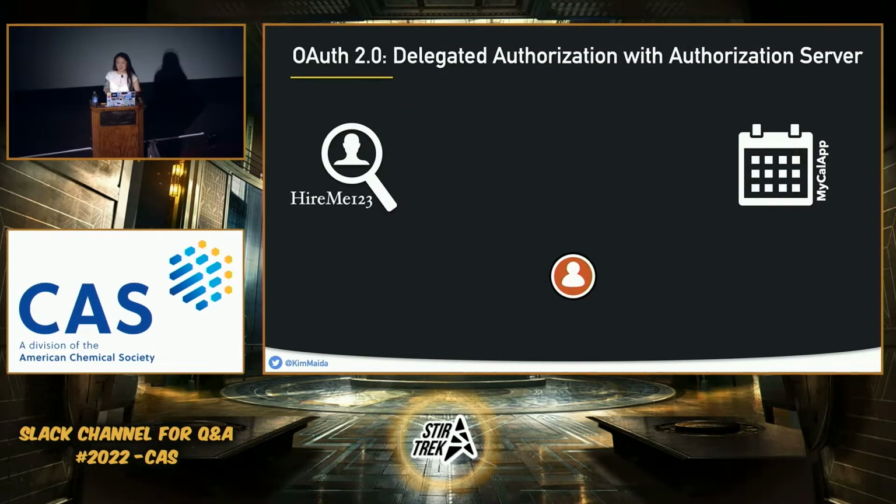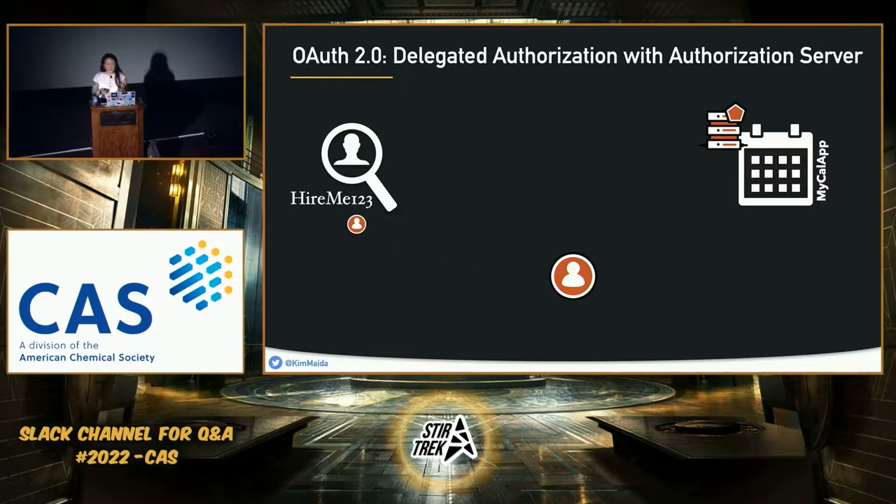But how does this actually work then? Well, let's go back to our example with Hire Me and MyCal, only now we have OAuth 2. That means that MyCal now has this thing called an authorization server. And for the purpose of this example, we're going to assume that Hire Me has already registered as a known client with MyCal, and that just means that MyCal and MyCal's authorization server are aware that Hire Me is an application that might be asking for access to the MyCal API.